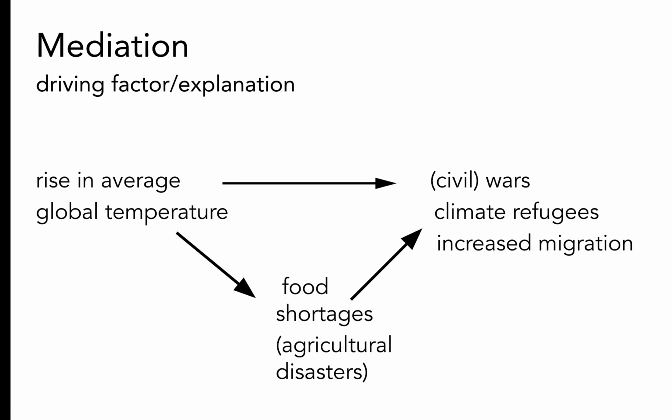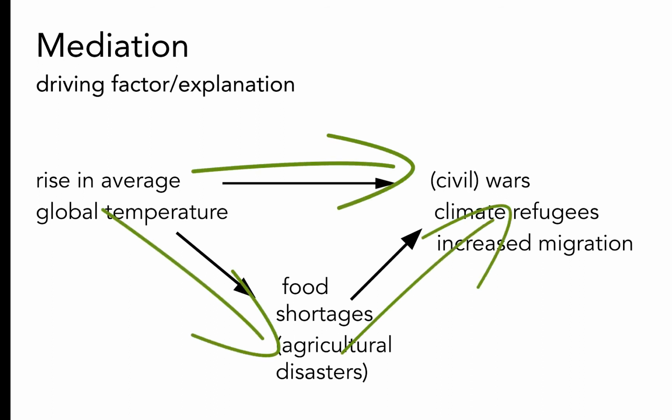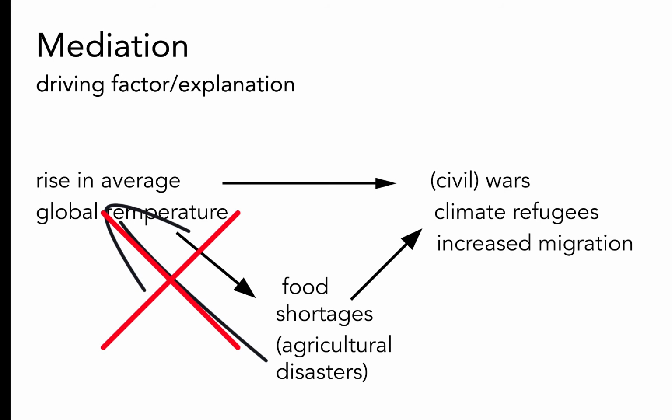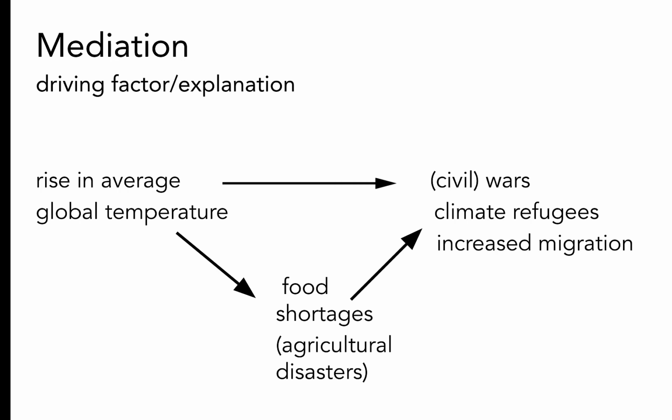And what you notice here is that the arrows are pointing in a different way than in the previous example where you had a spurious correlation. In this case, food shortages or agricultural disasters do not cause global warming. They only cause civil wars, climate refugees, and increased migration. It actually is in and of itself a mediating or intermediate variable, part of that chain of effects, if you will.